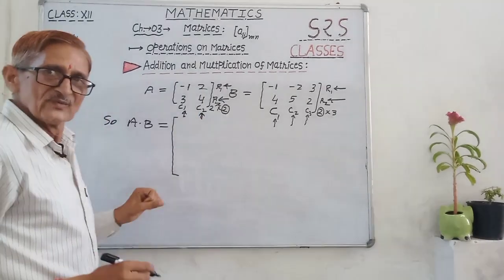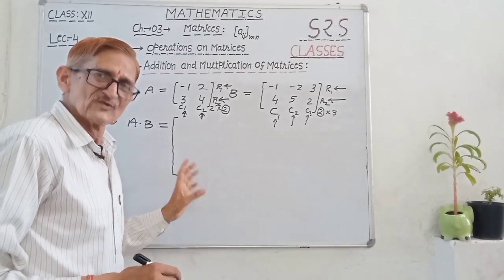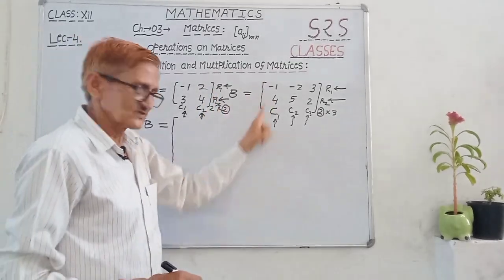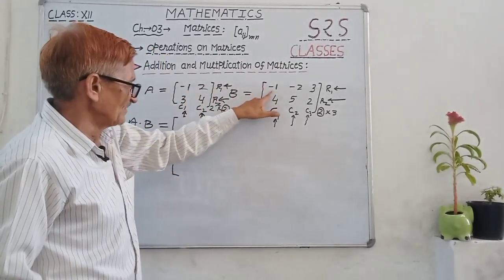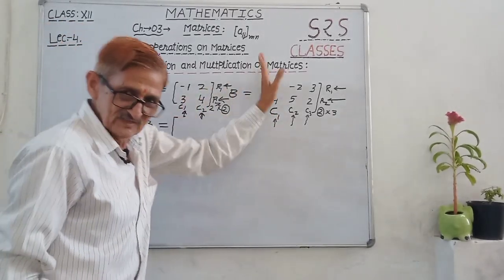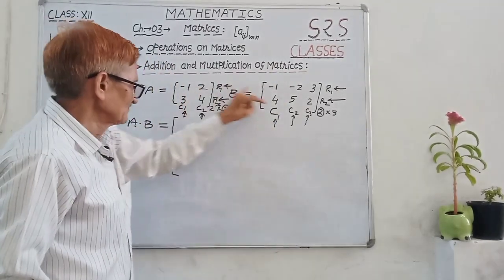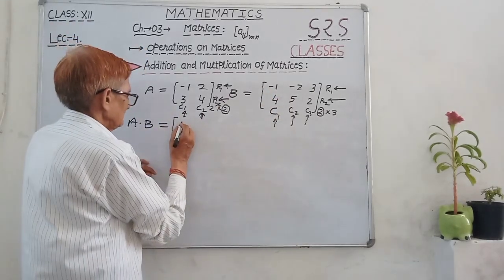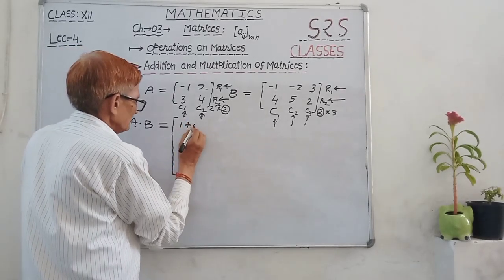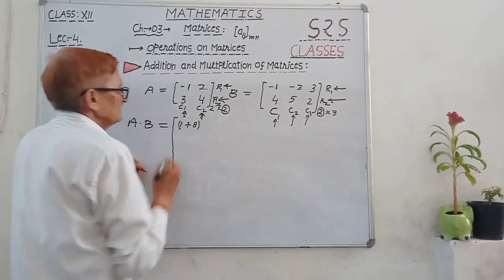Okay, now what is the rule, the method to multiply? First row corresponding element with the first column, and add. So -1 with -1, then 2 with 4. Row with column, row with column, always remember. So minus 1, 1, 2 into 4, 8, the sum of these corresponding element products. This will be the first element.